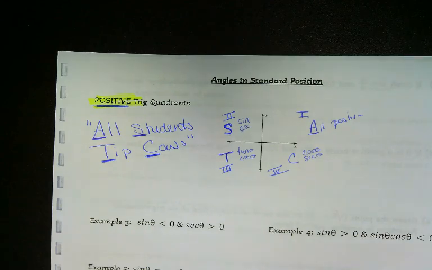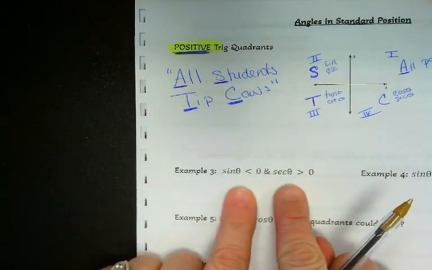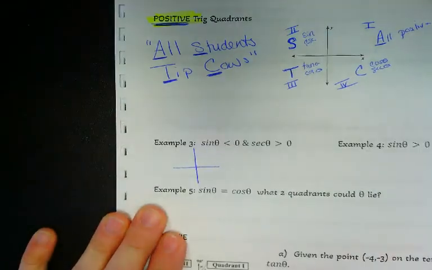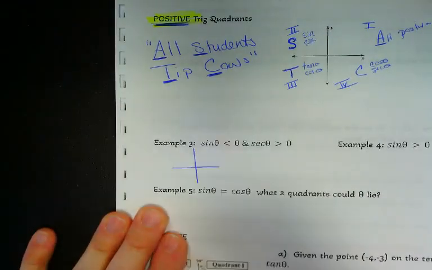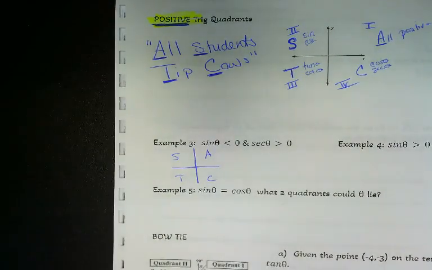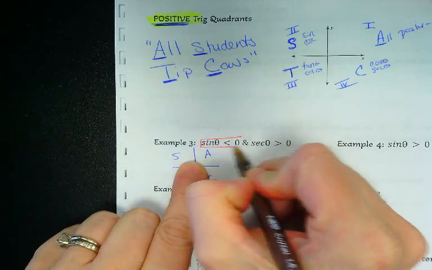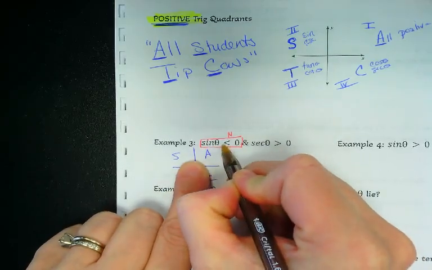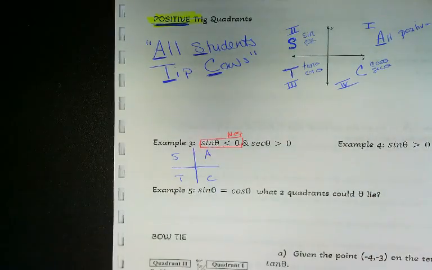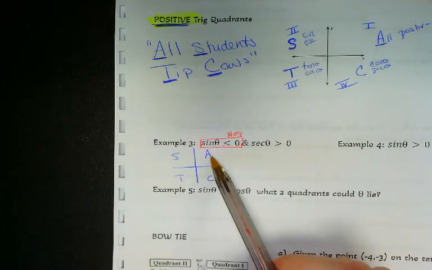Okay, so here's how we're going to go. Example 3. All we want to do is figure out what quadrant we're sitting in. So you're always going to draw yourself cute little axes. And we're going to put in our letters, all students tip cows. And we're going to slowly, one by one, try to eliminate where we are so we know what quadrant we're sitting in. So let's start with this first piece. Sine is a what type of number? Less than 0 is negative, right? Sine is negative.